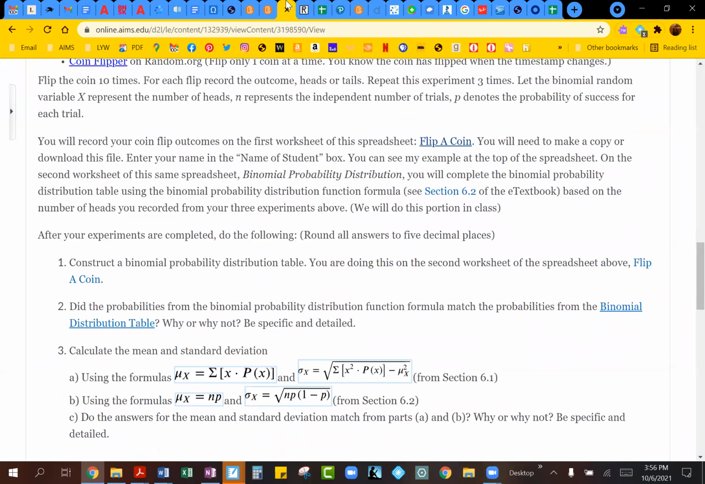So the next part of our assignment is talking about after you record your heads, I am saying on the second worksheet of the same spreadsheet, you will complete the binomial distribution table using the binomial probability distribution function formula, and you will actually see that formula in section 6.2, and this will be based on how many heads you recorded on those 3 experiments that you performed.